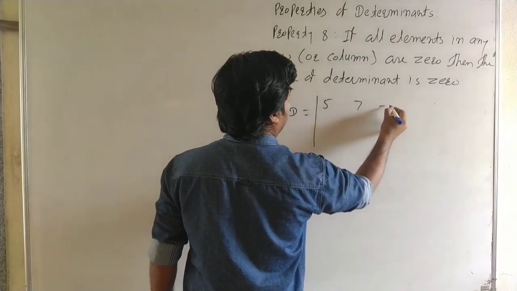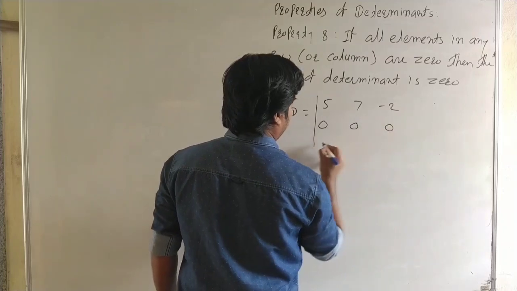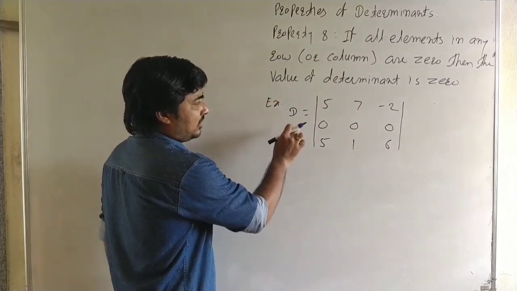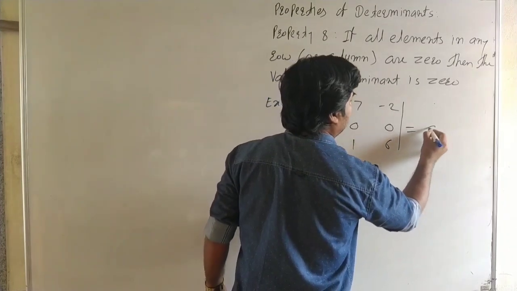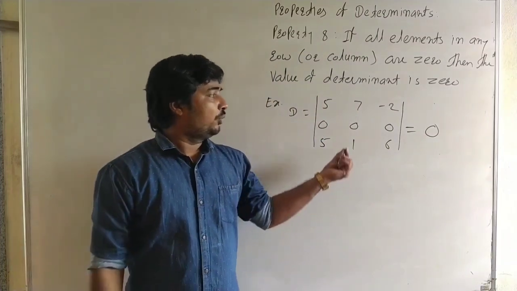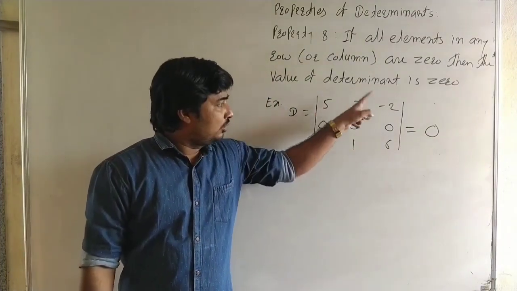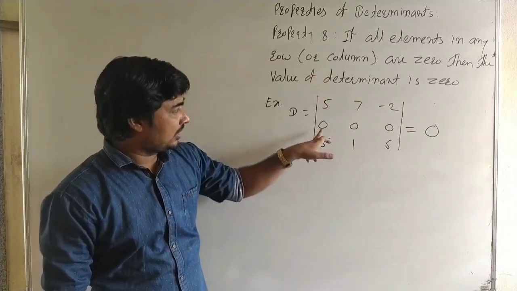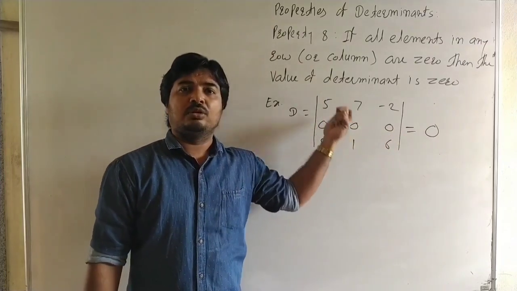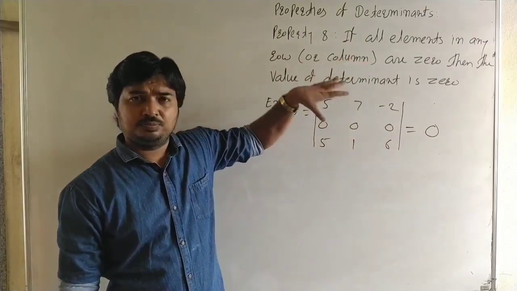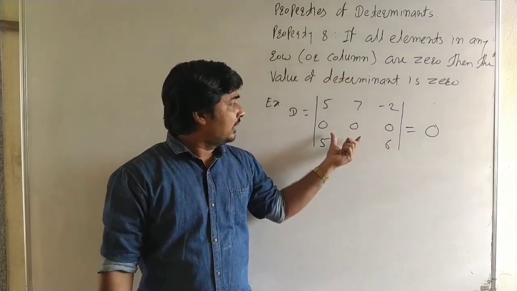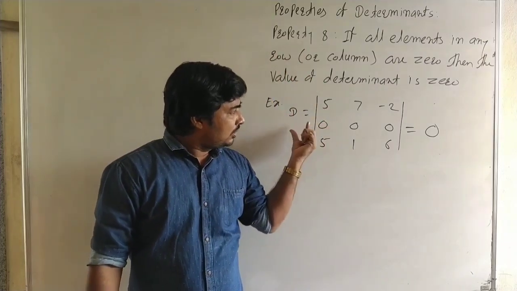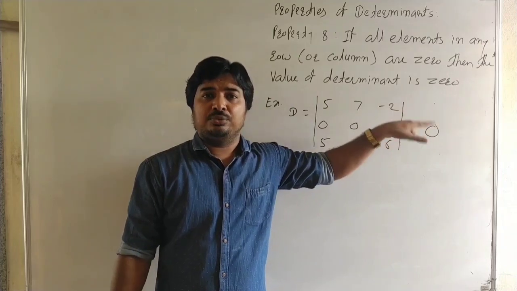It is 5, 7, minus 2, 0, 0, 0, and 5, 1, 6. Now, in this determinant, all elements in row 2 are 0. Therefore, the value of this determinant is 0. We can find it without calculating the value of this determinant. We can write the value of the determinant directly by using the properties. In the second row, all elements are 0, therefore the value is 0. You can check this by expanding the determinant. The properties of the determinant are useful to solve problems directly without calculation.